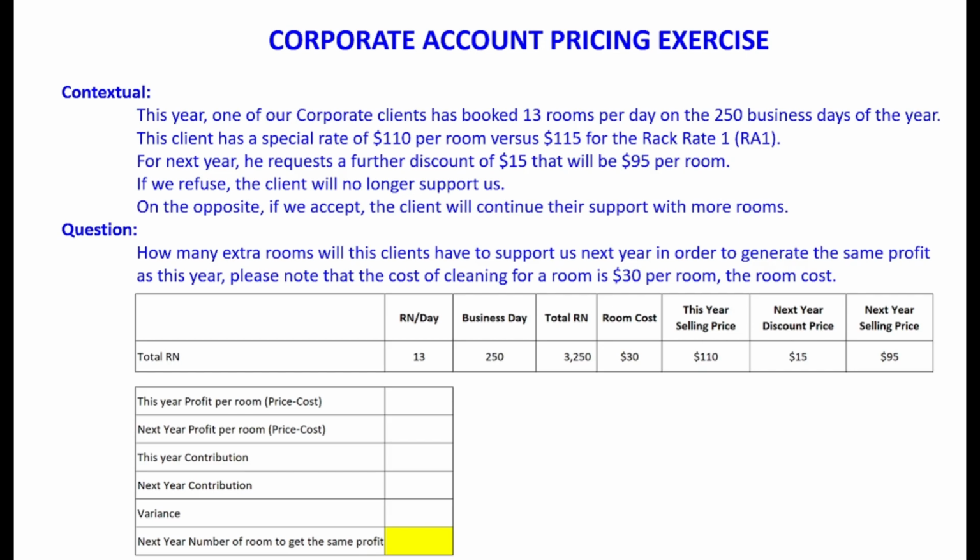Our room cost is $30 per room, so we need to figure out how many additional room nights we need to cover the same level of profit as this year for next year. Let's do some exercise together with a template as follows.